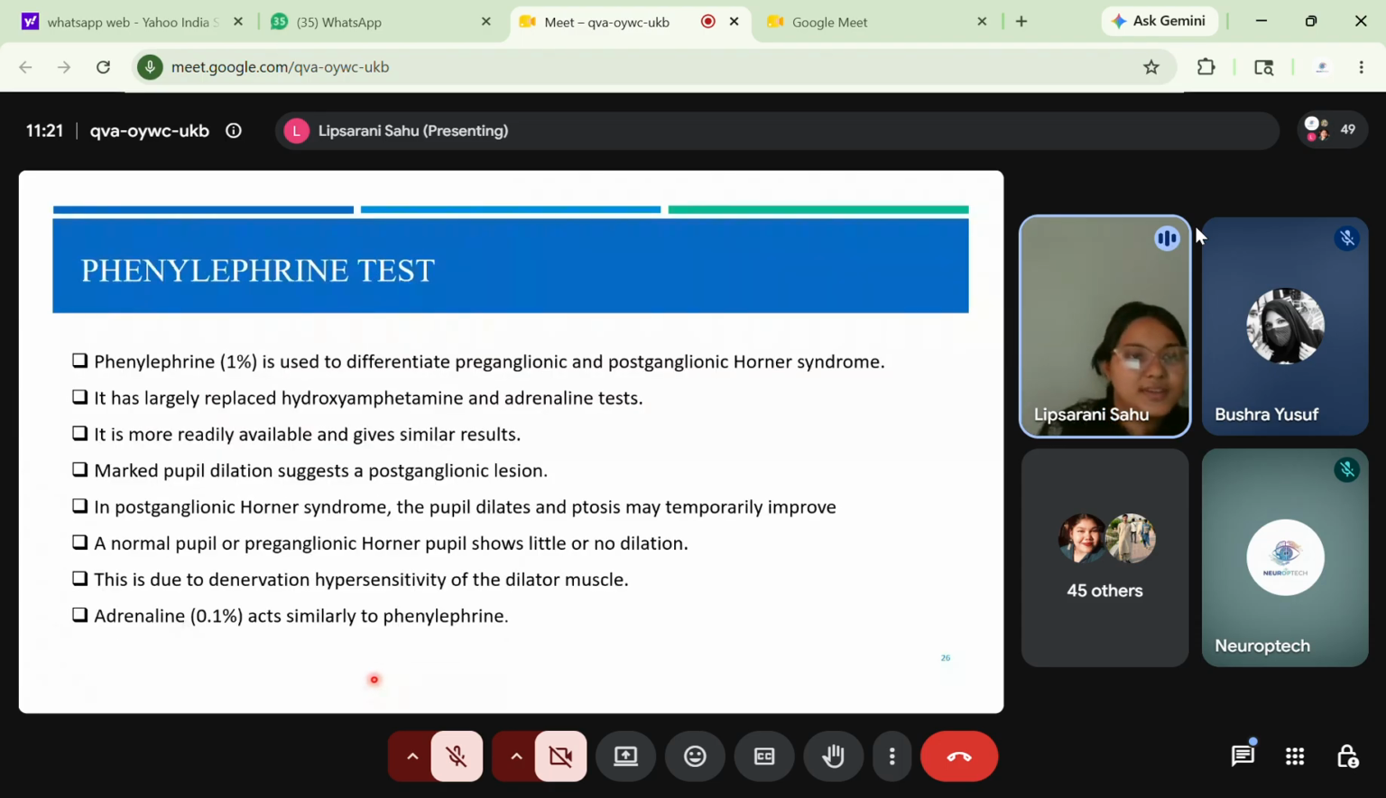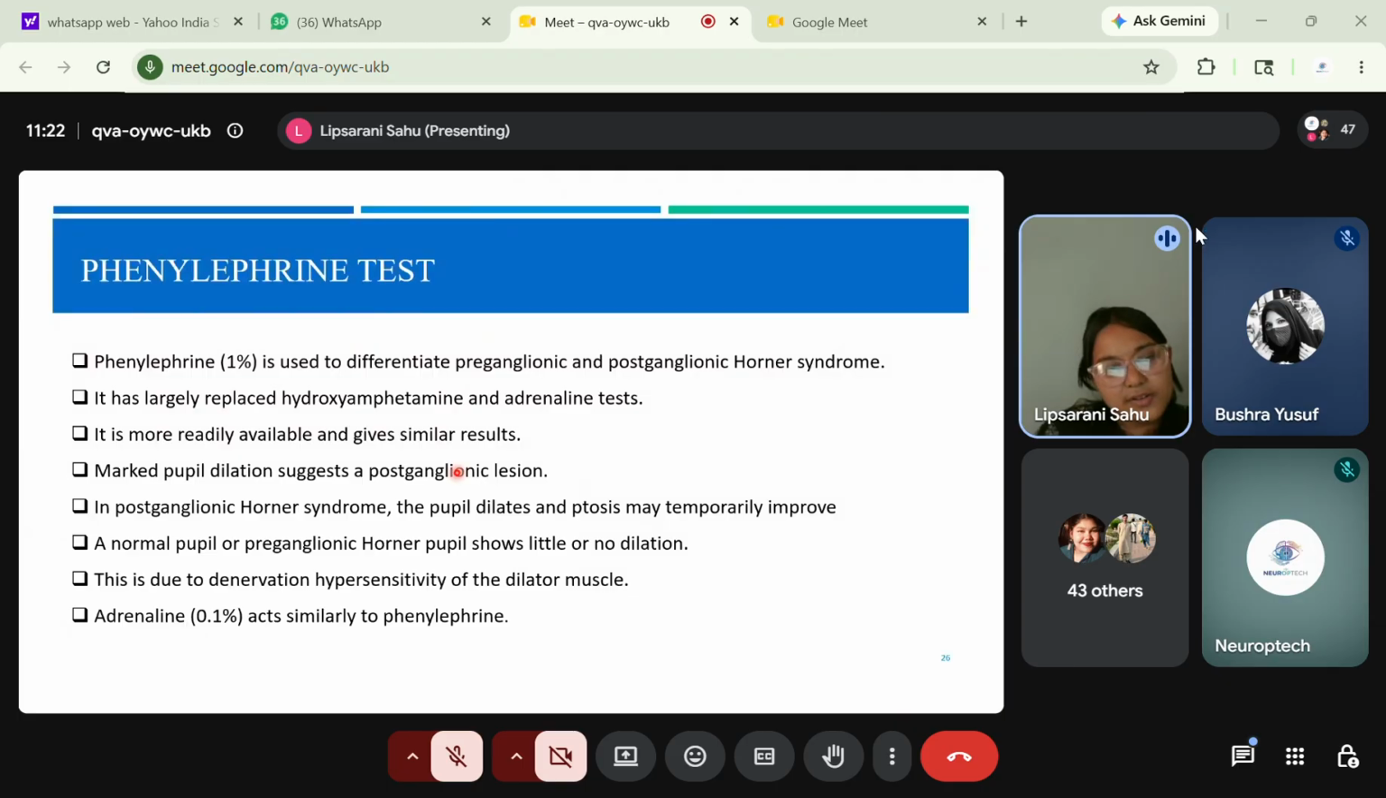So let's see about the phenylephrine test. The phenylephrine is used to differentiate the preganglionic and postganglionic Horner syndrome. It has largely replaced the hydroxyamphetamine and adrenaline test. It is most readily available and gives similar results. So marked pupil dilatation suggests a postganglionic lesion.